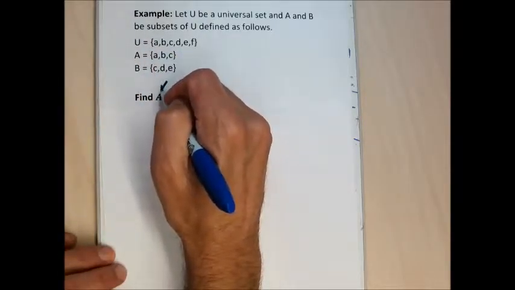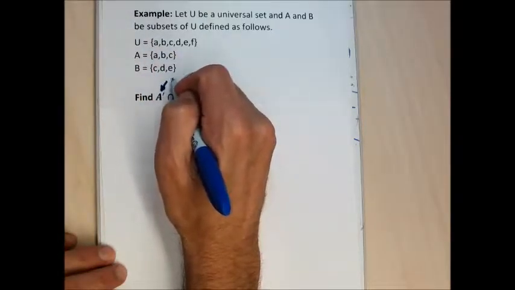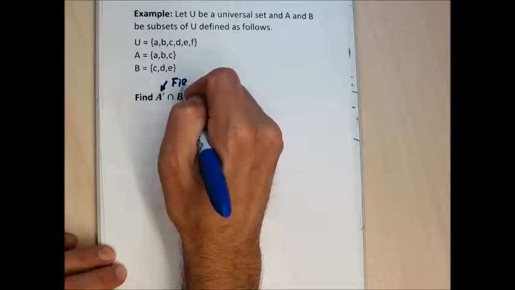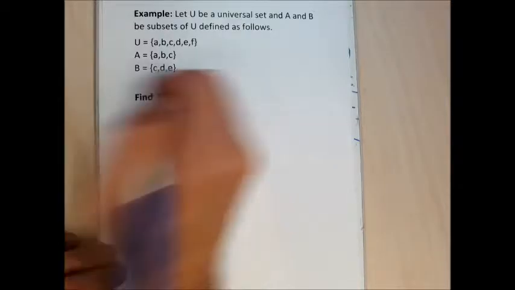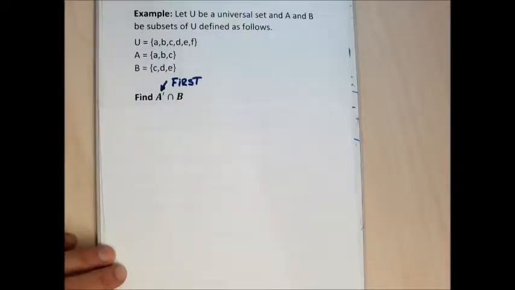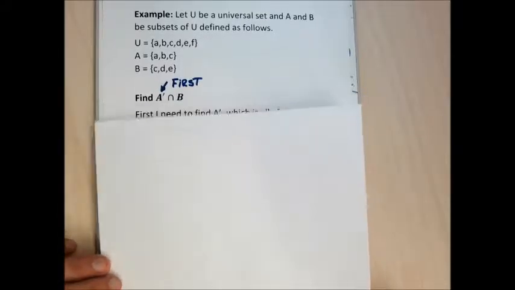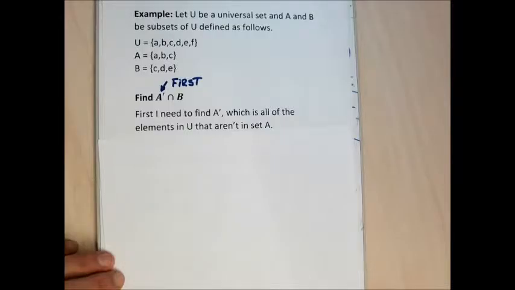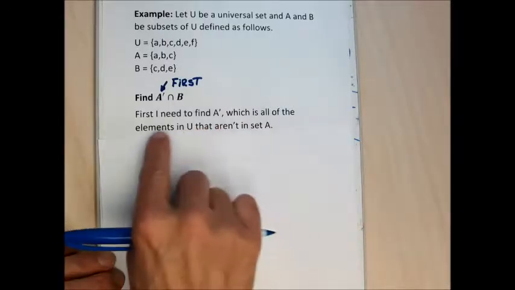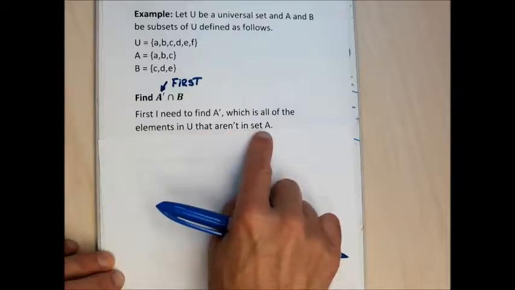Anytime there's a complement, you have to do it first. So in my order of operations, complements will be done absolutely first. So the first thing I did to figure out what A complement intersection B is, I told myself first I need to find out what A complement is. And what is A complement? It's all the elements in the universal set that aren't in set A.